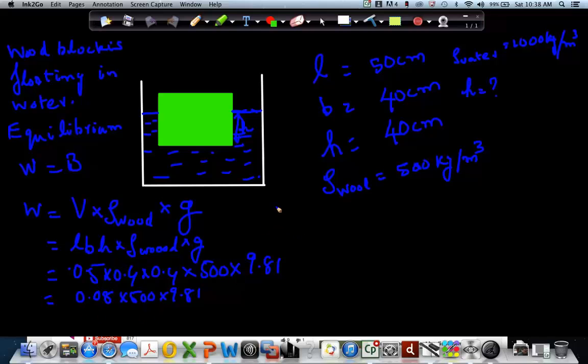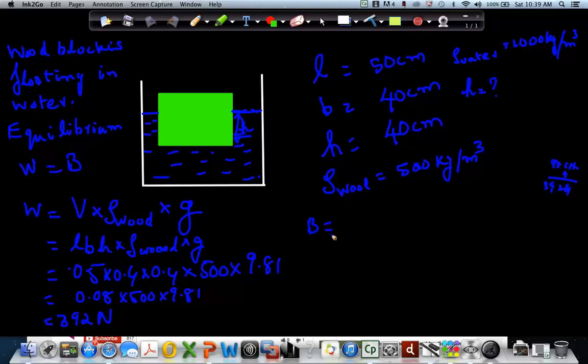40 into 9.81 will be 392. Okay, so it is 392 Newton as the weight. 392 Newton is the weight of the wooden block, right? Now, what is the buoyant force?